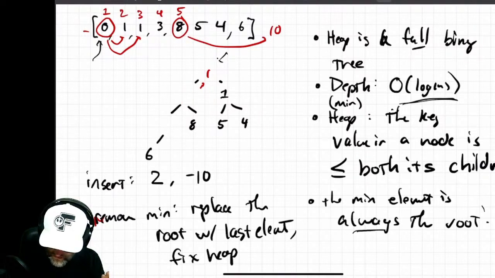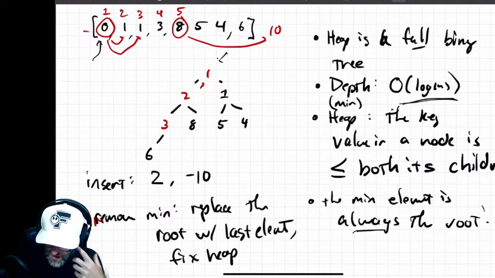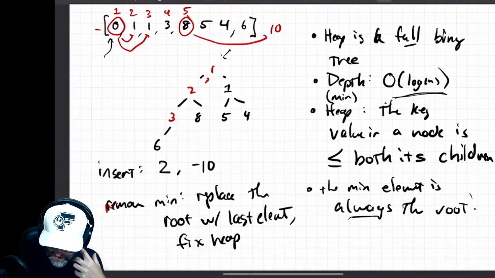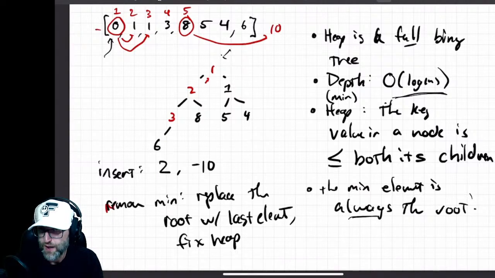2, and 3 gets shoved down here. And then I still look at its child, and I see that its child is greater, and at that point the min heap property is now satisfied.